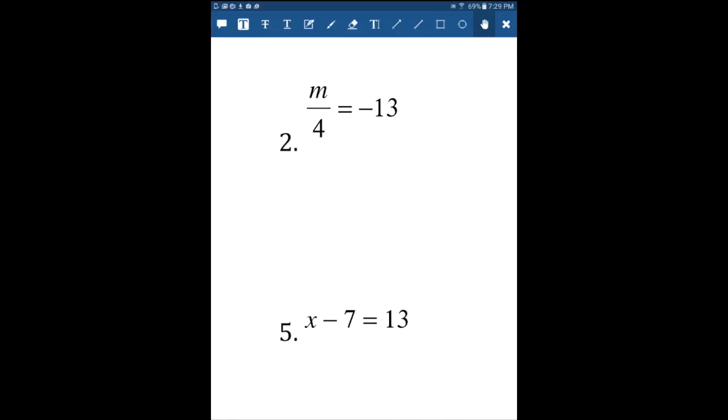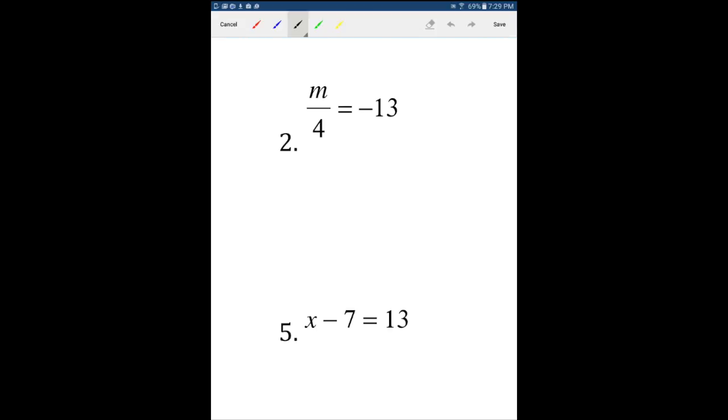Okay, m divided by 4 equals negative 13. Number 2, that's the one we're starting with. I'm going to write in black pen. If you want to solve the puzzle, you have to do the opposite of what is being done to the variable. Here we have m, we're dividing m by 4. We're going to do the opposite, multiply by 4. That way you get rid of it and get m by itself. We're going to say times 4, times 4.